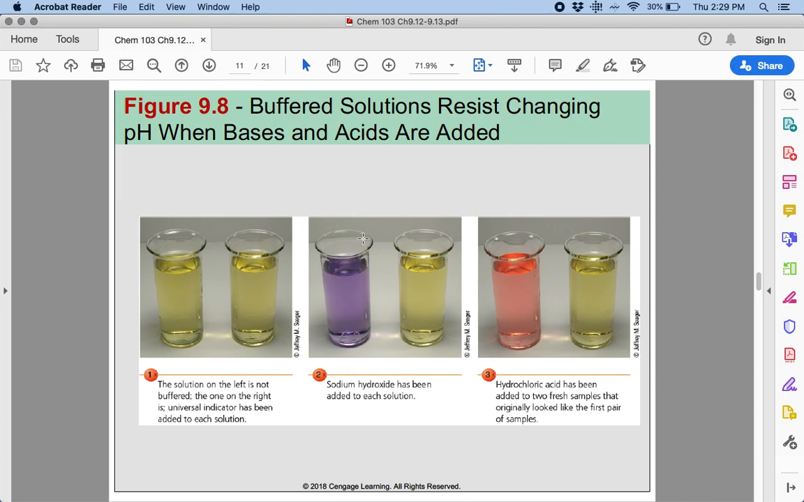When we add base to both of these, the non-buffered solution becomes basic. However, the buffered solution remains the same. The pH is maintained. If we go ahead and add acid, hydrochloric acid, to fresh samples of both of these, the buffer system still remains the same. It's still able to accommodate and maintain its similar pH, where the non-buffered solution cannot.